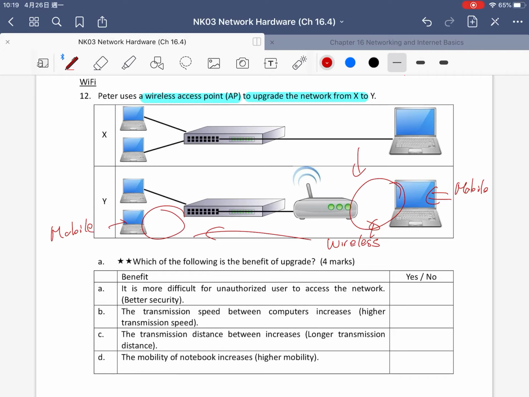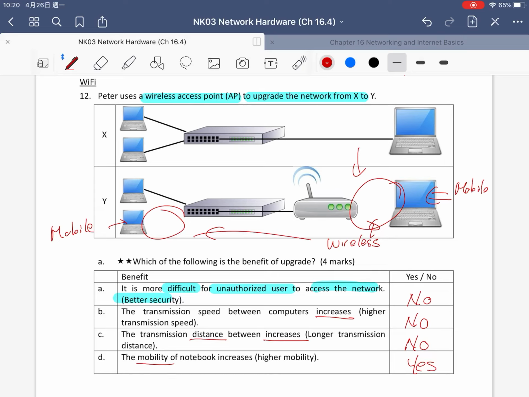So which of the following is the benefit of the upgrade? It is more difficult for unauthorized users to access the network. Better security? Using the wireless network, the security is not very secure, so it is no. The speed can be increased, no. The transmission distance increased, no. Mobility, yes.